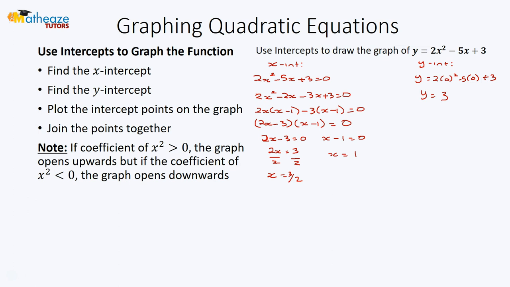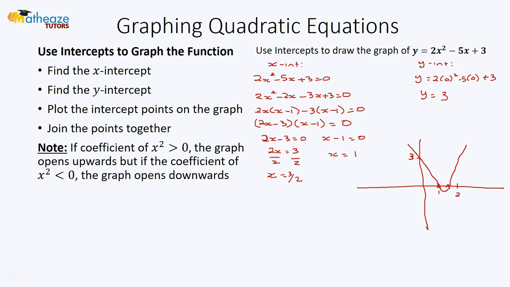Now we're going to plot these points on a graph. So here we're told that the x-intercepts are 1, this is 1, this is 2. So we have x-intercept here, and then we have 3 over 2. Let's put that right about here. And then our y-intercept is 3, right here. So the next thing we're going to do is join these points together.